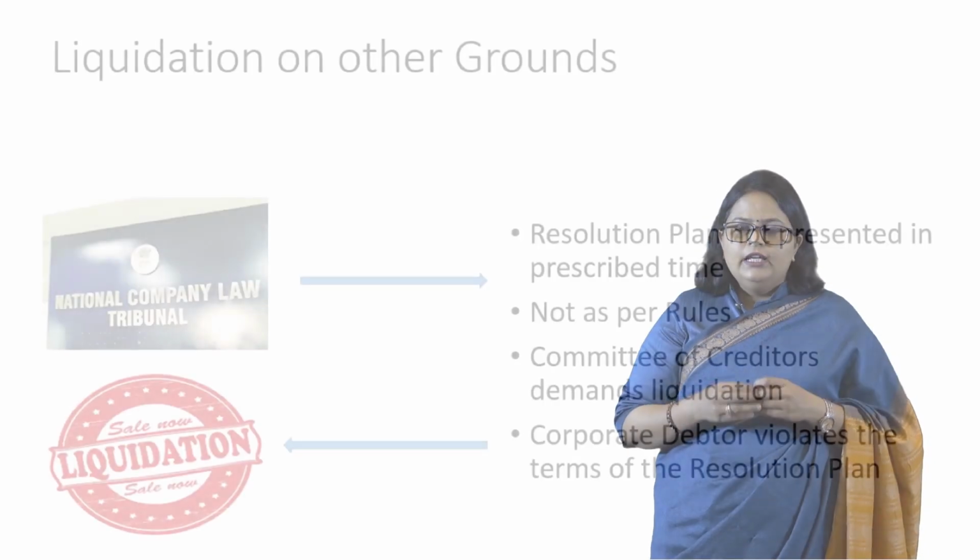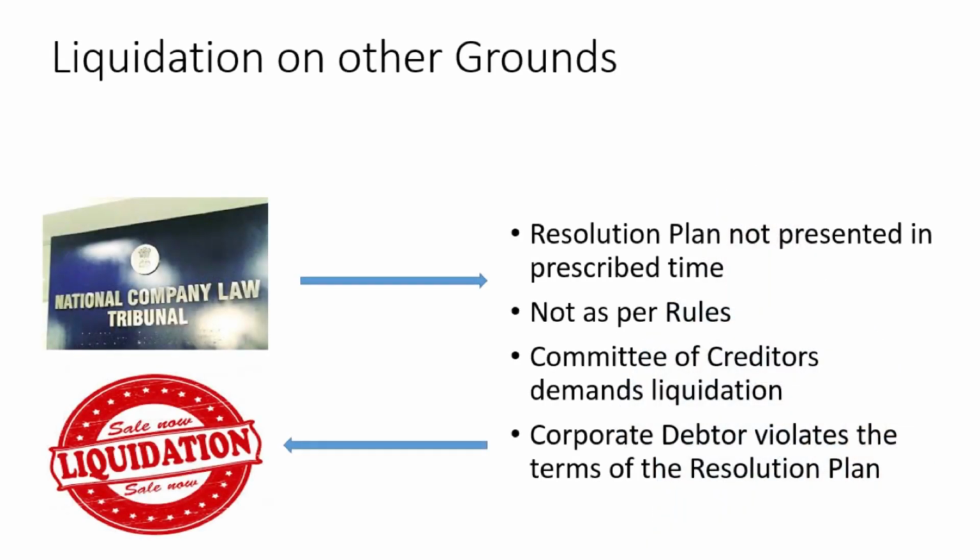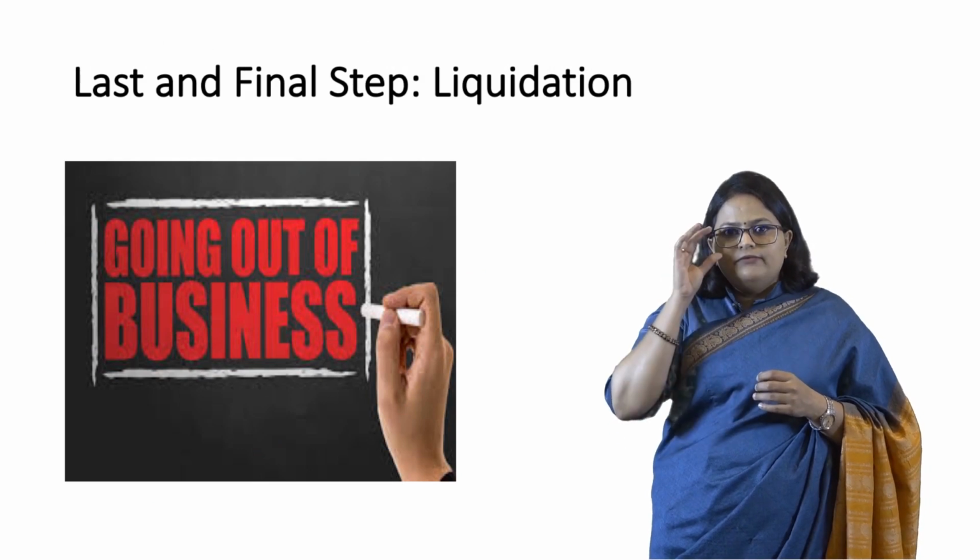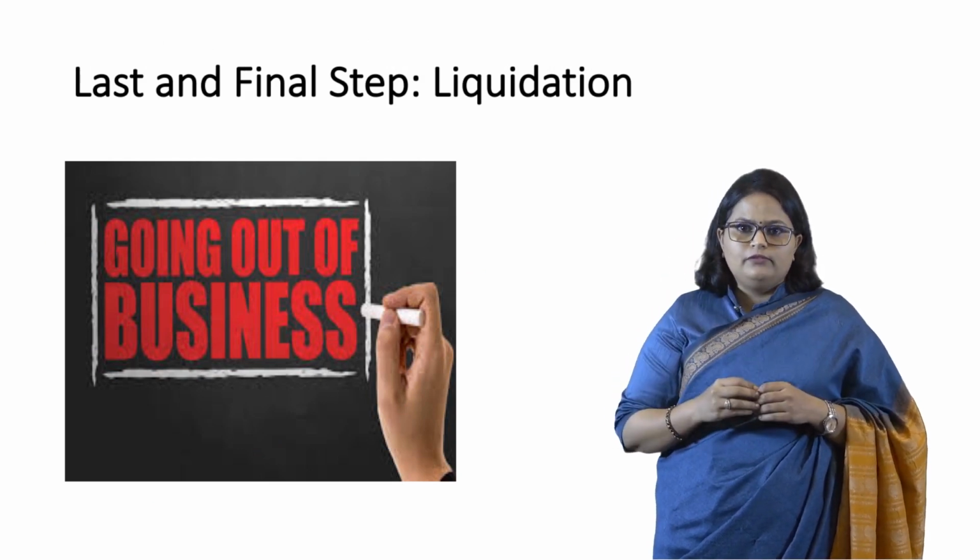On passing of the order of liquidation, the resolution professional shall act as the liquidator. The NCLT can order liquidation on other grounds also, such as the resolution plan not being presented in the prescribed time, or not being as per the rules, the COC demanding liquidation of the corporate debtor, or the debtor violating the terms of the resolution plan. The last and final step is liquidation.